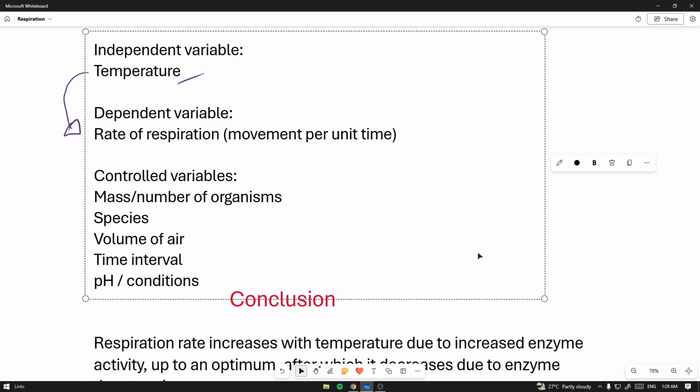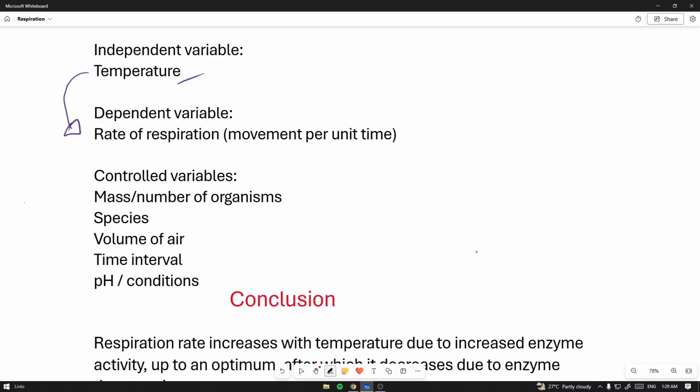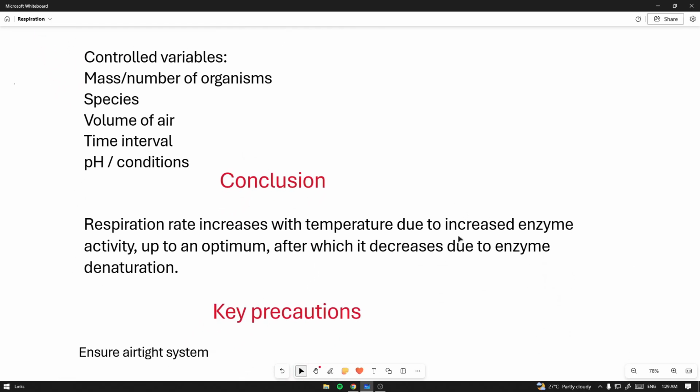And these are control variables, like they should be constant. You cannot change them. You should not change them. So the mass of the organism should be constant. The species should be constant. Volume of air, time taken, pH, and so on. They should be constant. Okay.